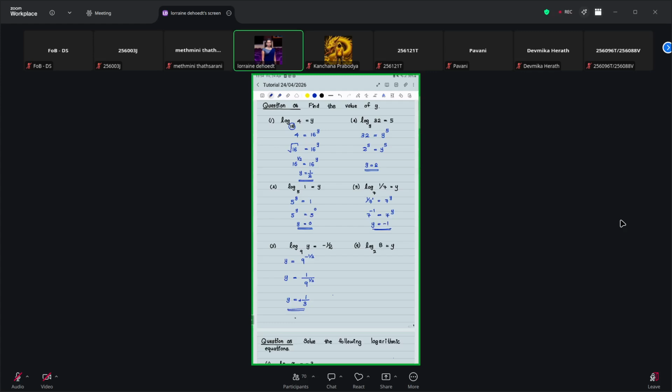Then the sixth one. 8 equals 2 to the power y. You know, 8 means 2 to the power 3. So 2 to the power 3 equals 2 to the power y. Then the bases are equal. That means the indices must be equal. That means y equals 3. Yes. Okay. We discussed all the things.